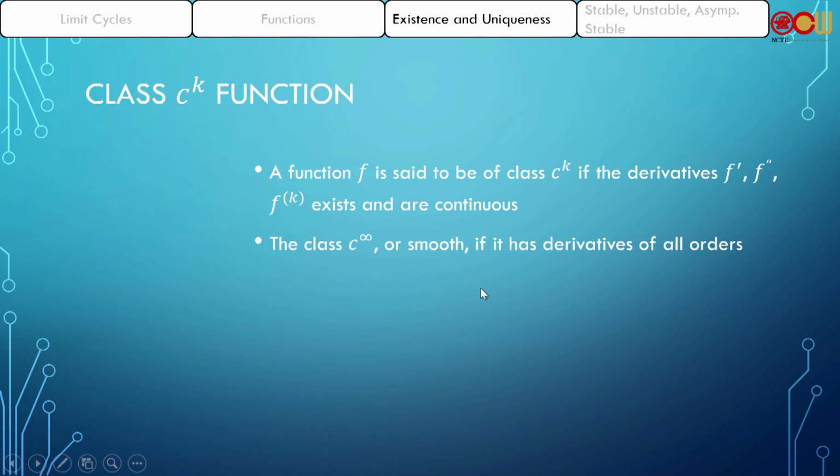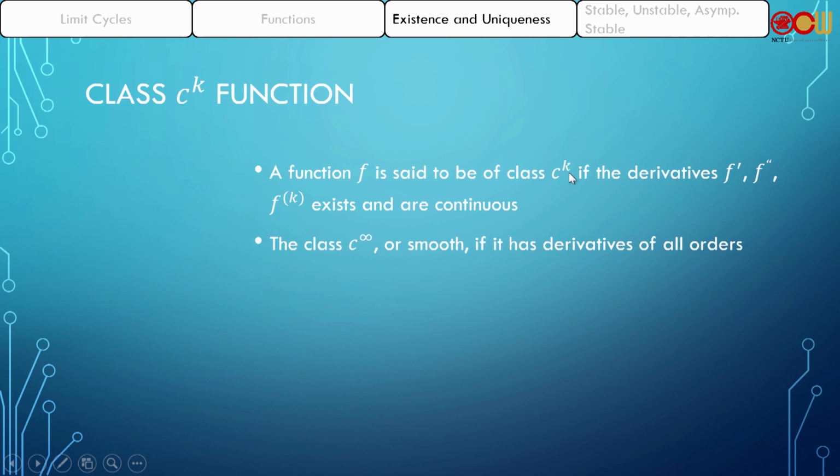So the suffering part has passed. Now it's easier. Class Ck function. C means continuous, k is the order of derivative. A Ck function means that it's differentiable. A function f is Ck if its derivatives f prime, f double prime, up to f^(k), the k-th derivative, exist. Then we can say f is a Ck function.